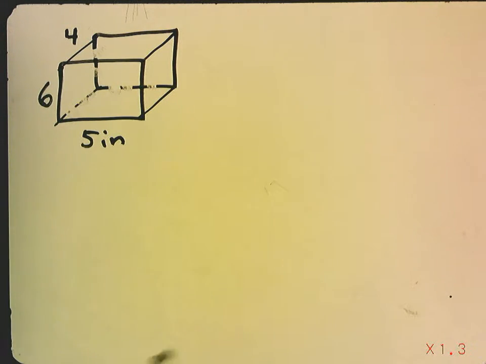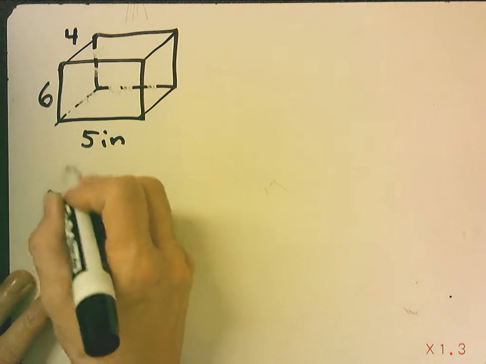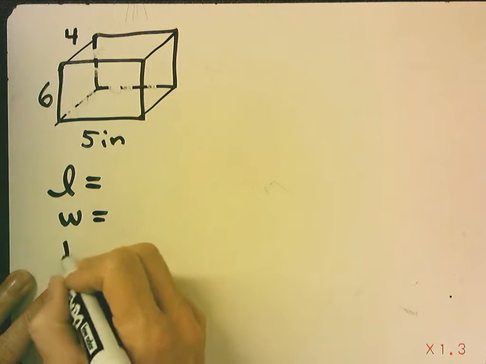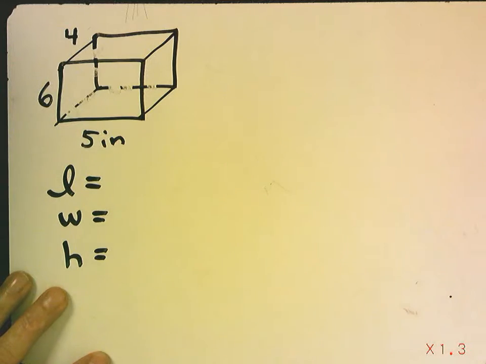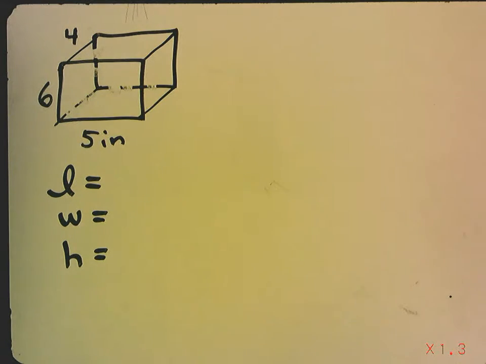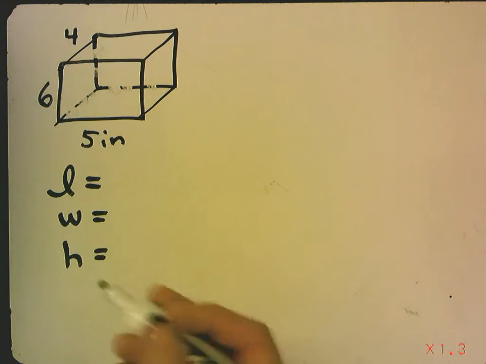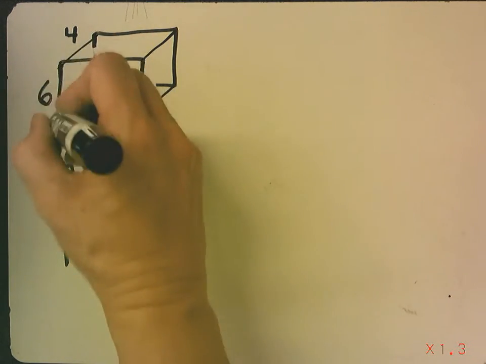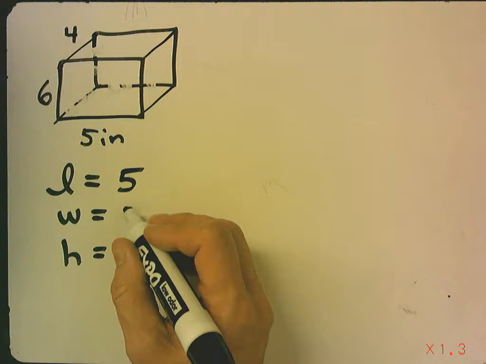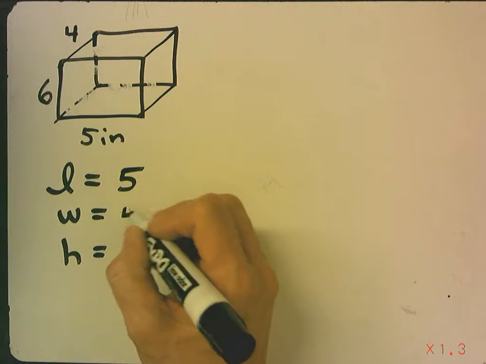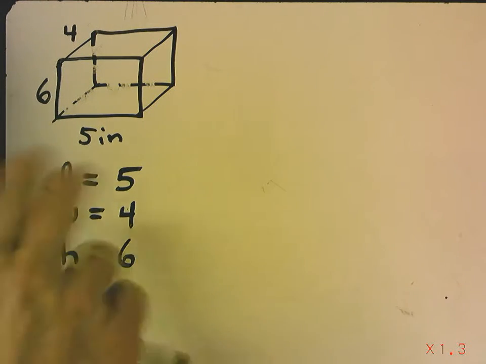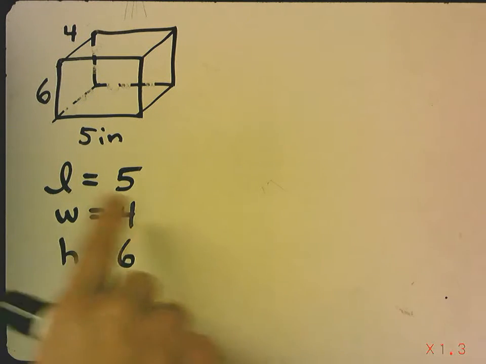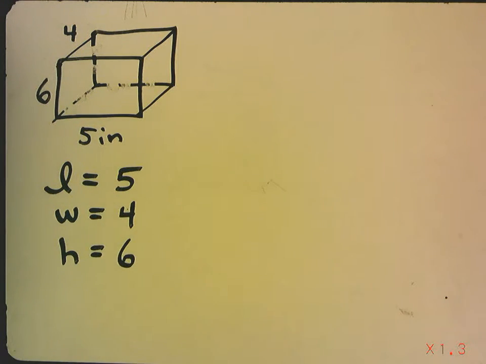So, you first determine what your length is, what your width is, and what your height is. And it really doesn't matter what you pick for length, what you pick for width, and what you pick for height. It's all perspective. I'm going to call 5 the length, 6 the height, and 4 the width. But this will work even if you let the length be 4, the width be 5, the height be 6, etc.